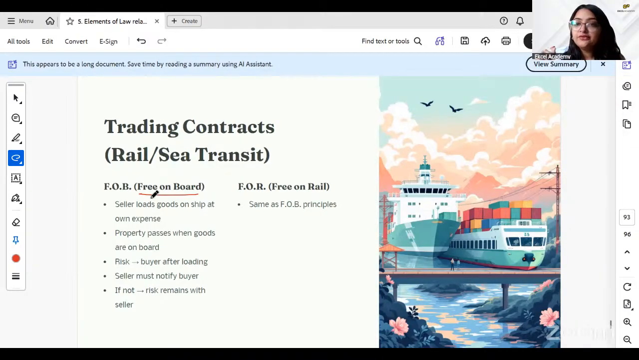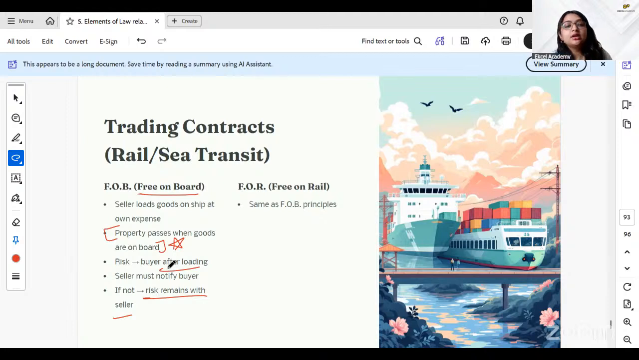When we are saying free on board, it means it is the seller's responsibility to load the goods on the ship and also make the payment for them. The property passes when the goods are on board. So once the goods are on board the ship, the property will pass to the buyer. The risk will be the buyer's after loading, because the property has passed. The seller must notify the buyer that the goods are now on the ship. If not, the risk remains with the seller.